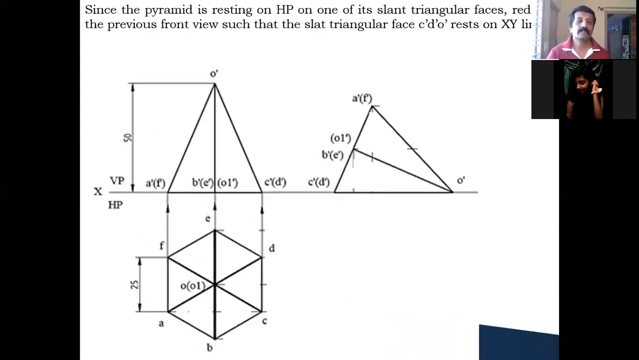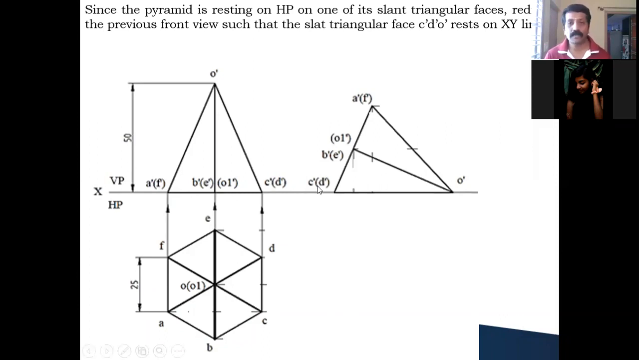Coming to the second position, he has given clearly that it is resting on one of its slant triangular faces. So which is the slant triangular face? C, D and O is the slant triangular face, because the right side I have taken. So C dash, D dash and O dash is the triangular face, which has to rest on the XY line, that is on the HP.